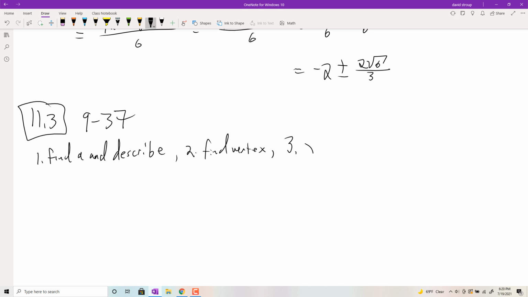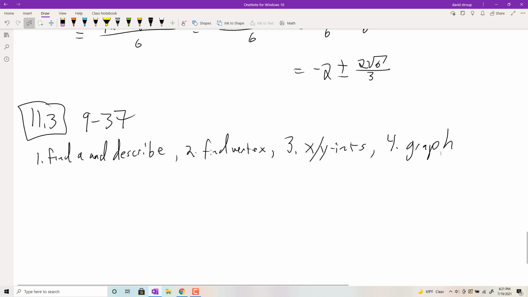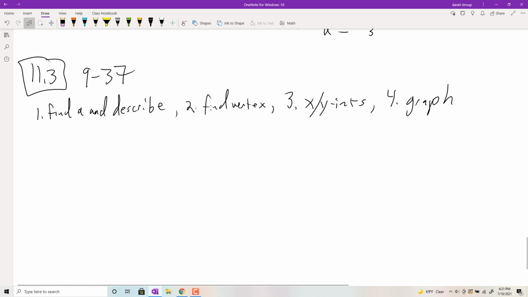Thirdly, get the x and y intercepts. And then fourthly, graph it. Okay, so I know in the video and probably in the homework, they wanted you to find the domain, the range, the axis of symmetry. We'll skip that stuff. You'll have to do it in college algebra once you take that class, if you take that. So let's not beat the horse to death. Let's just focus on those 4 things, okay?